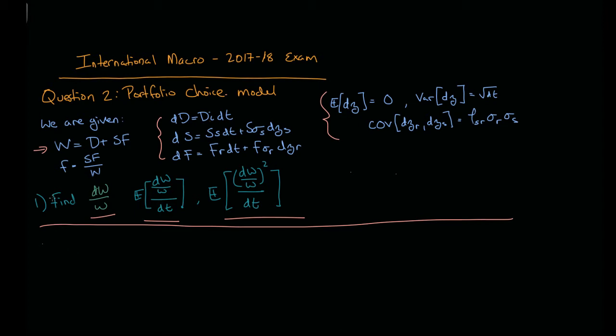So we will begin by using this wealth process, or this wealth equation, and taking the derivative of both sides. The derivative operator is a linear operator, so we can distribute over addition, but not multiplication, and this is where Ito's lemma will come in. We know the value of dD, it's just written right here, but we need to find the value of d(SF), and for that we need to do an Ito's expansion.